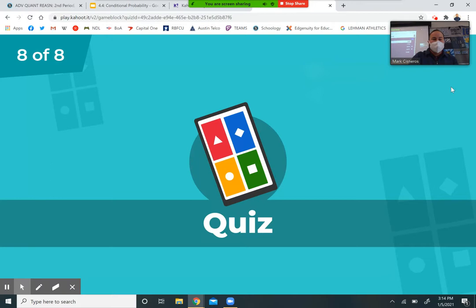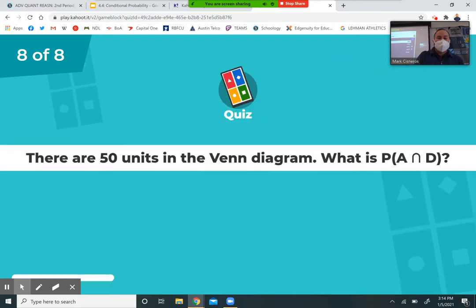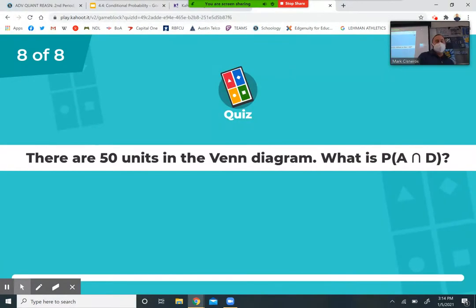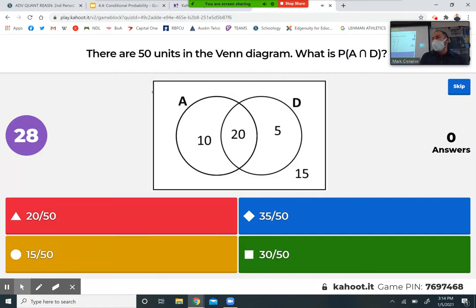And last question. There are 50 units in this Venn diagram. What is the probability of A? I'm not going to tell you what it is. You've got to know what that symbol means. There's 50 total units in that Venn diagram.